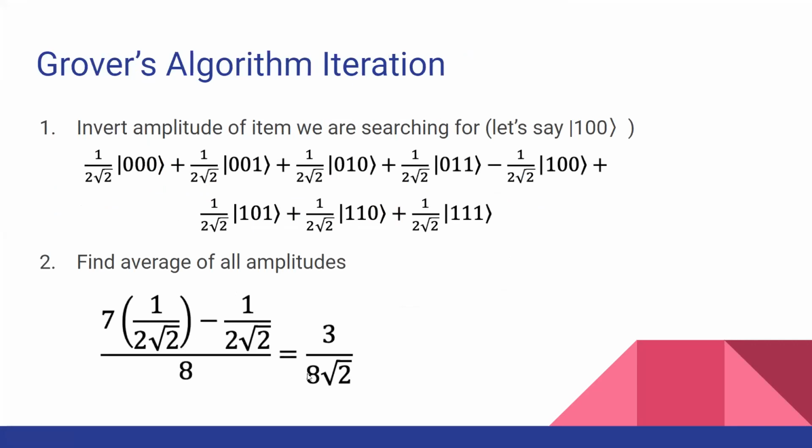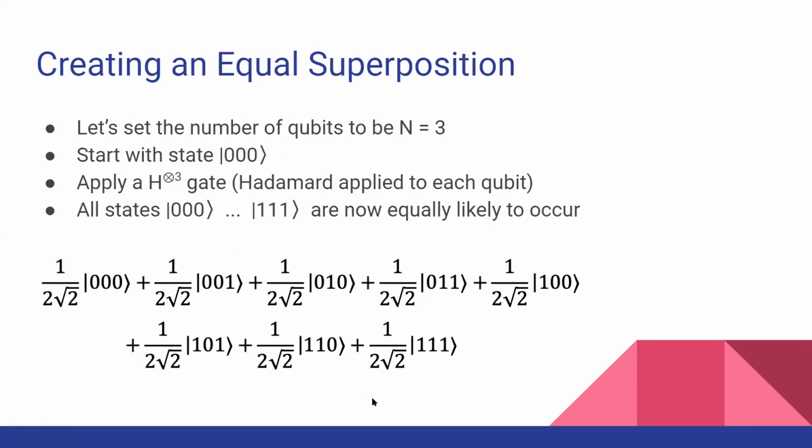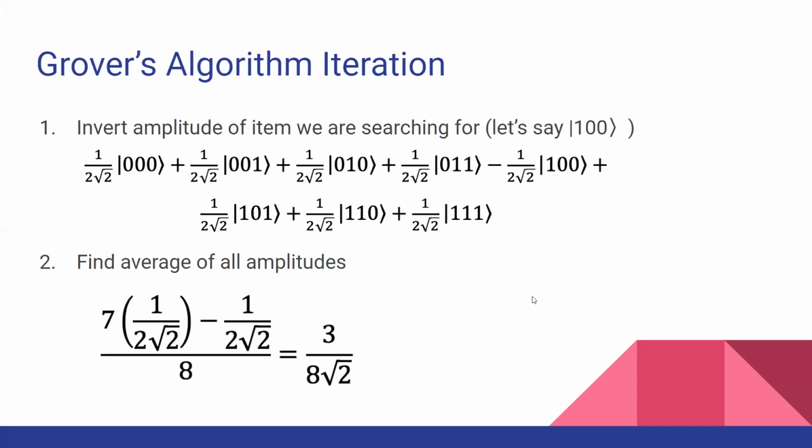So now we're going to iterate. Let's say the element we're looking for is 1, 0, 0. The problem right now, of course, with this equation is that if we were to measure it now, we could get any of these. They're all of equal probability, so it's not good. We're probably not going to get 1, 0, 0. We have a 1/8 chance of that happening. So we want to increase it. The first step is to invert the amplitude of the item we're searching for.